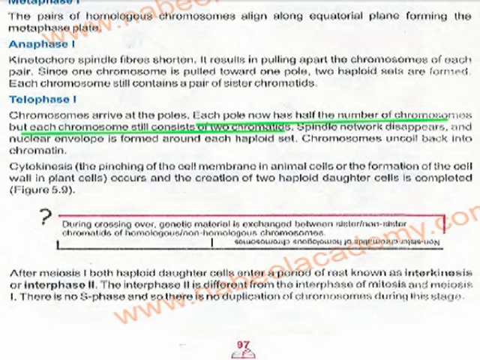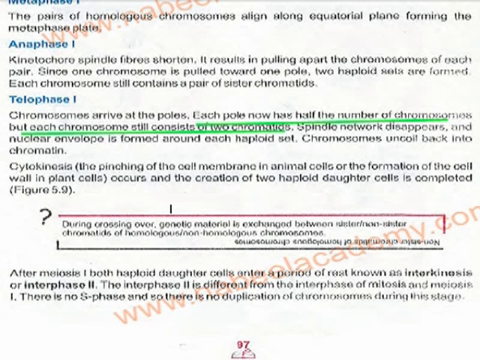During crossing over, the genetic material is exchanged between sister and non-sister chromatids of homologous and non-homologous chromosomes. Do they interchange with sister chromatids? No, they always interchange their genetic material with the non-sister chromatids.